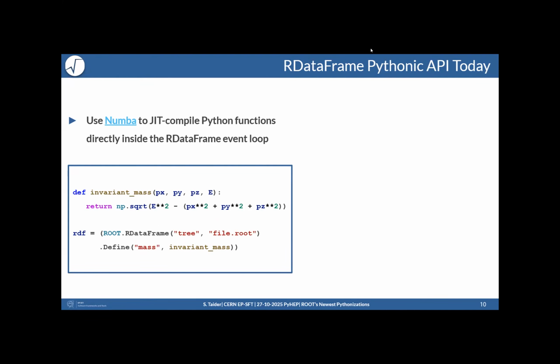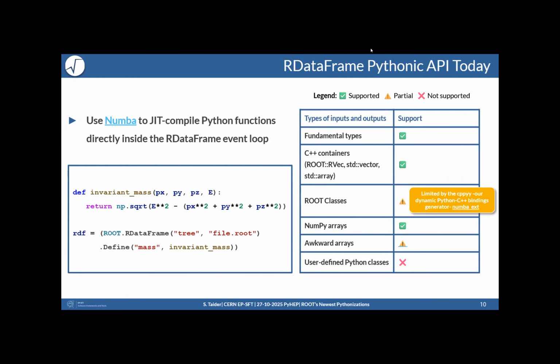And this works by using Numba to JIT compile this Python function and then run it directly inside of the RDataFrame event loop. The table here on the right demonstrates the level of support that we have today. So this function that I'm defining here can take as input arguments and return outputs of fundamental types, some C++ containers, namely RVec, std::vectors, and pseudo-arrays, NumPy arrays, a limited set of ROOT classes, and this is limited by the cppyy Numba extension, cppyy being our dynamic Python C++ bindings generator.